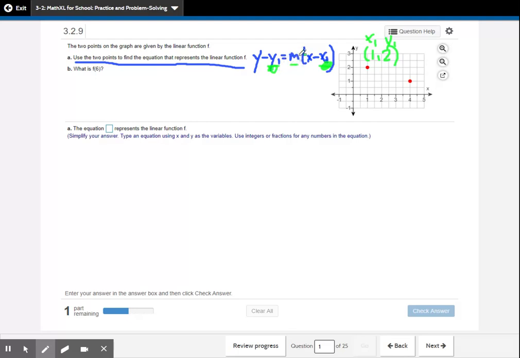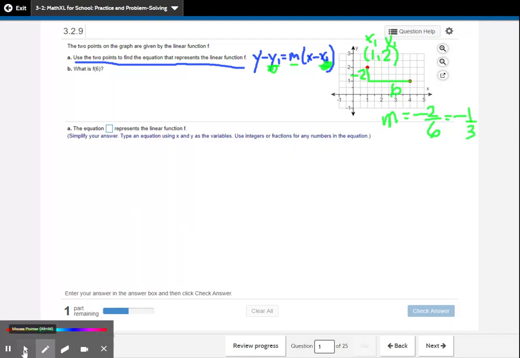Okay, next we also need to find the m. The m is the slope. And so to find slope, we're going to calculate the rise over the run. So the rise, because we're going down, is a -2, and the run is 1, 2, 3, 4, 5, 6. So my slope is -2 over 6, which we can simplify to -1/3.